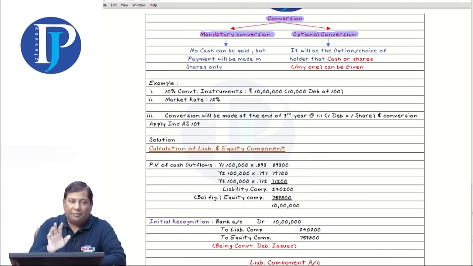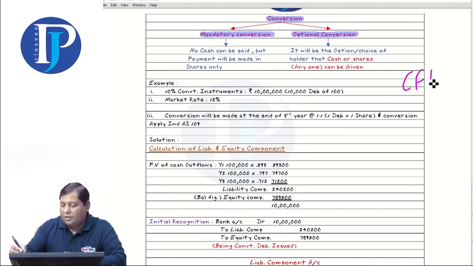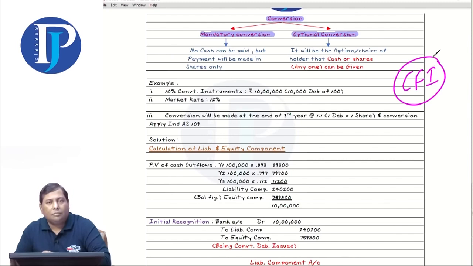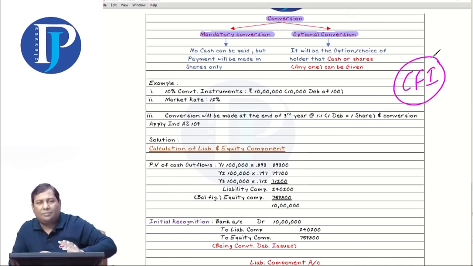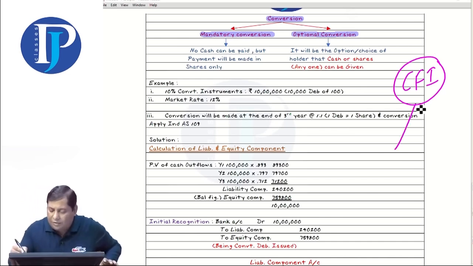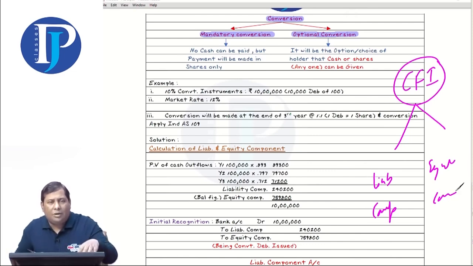But before explaining the concepts of mandatory and optional, I explained one thing about Ind AS to you, and that is compound financial instruments. I had told you that whenever the topic of conversion comes up, whether it is mandatory or optional, then you need to split off the instrument into the liability component and the equity component. So you have to split off all the convertible instruments.